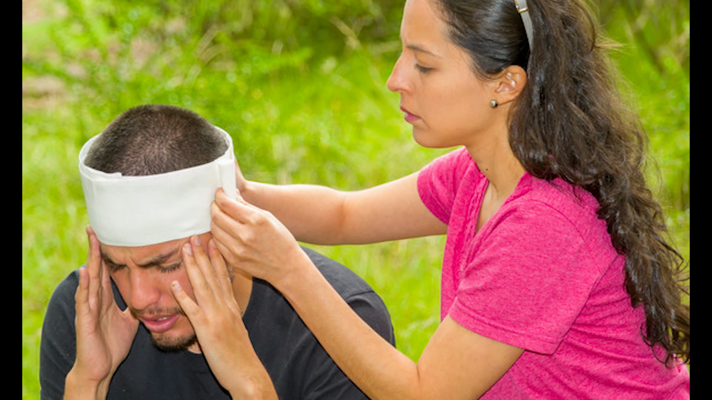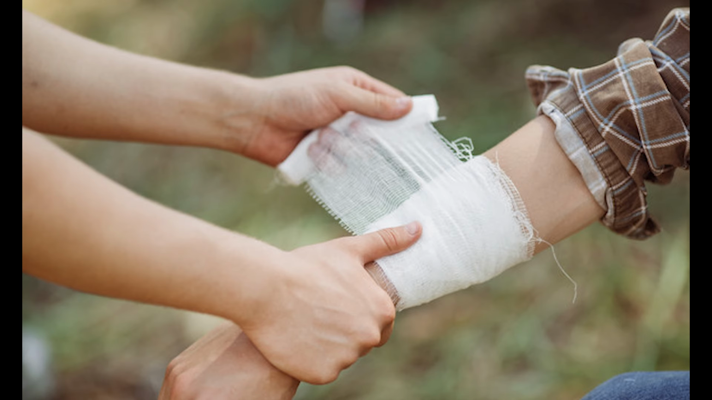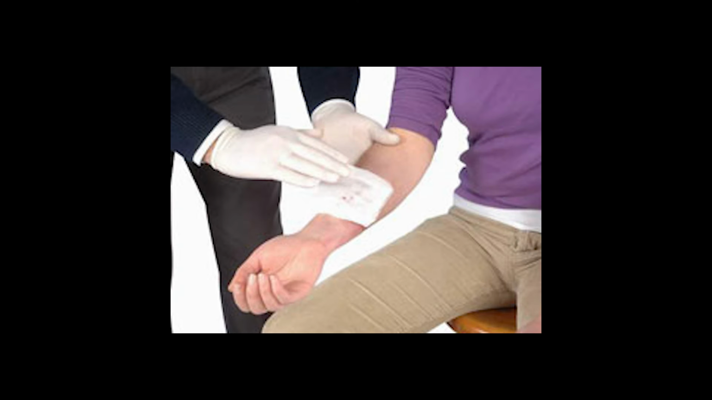Control bleeding. If there is bleeding, apply pressure to the injured area using a clean cloth or bandage. Place a sterile gauze pad over the wound and tightly wrap a bandage around it. Keep the injured area elevated. Elevate the injured area above heart level if possible. This can reduce blood circulation and help control bleeding.